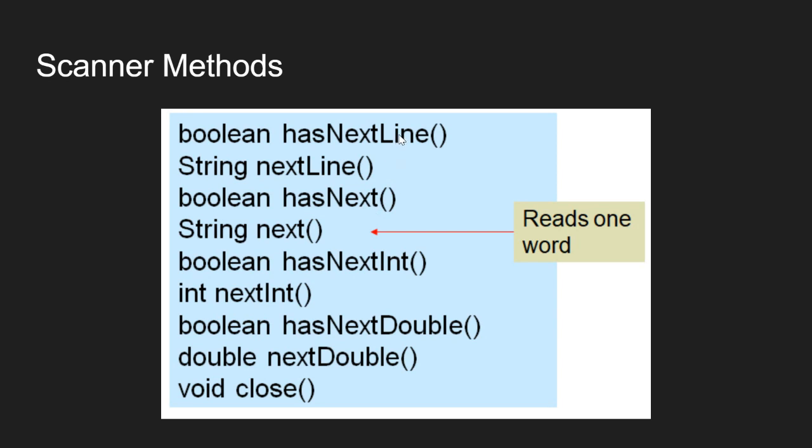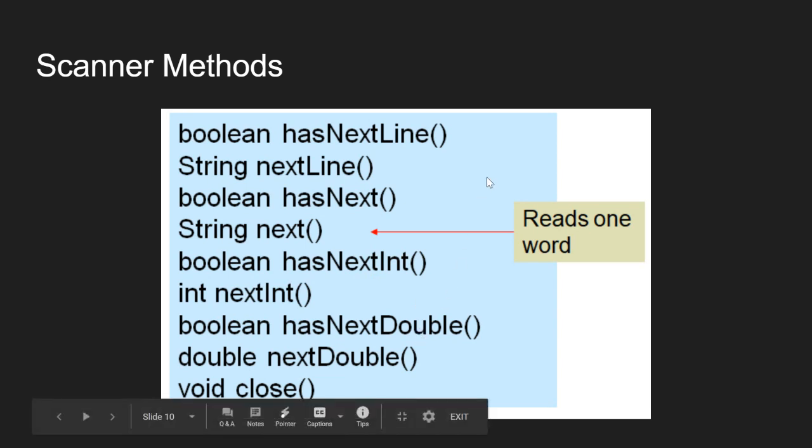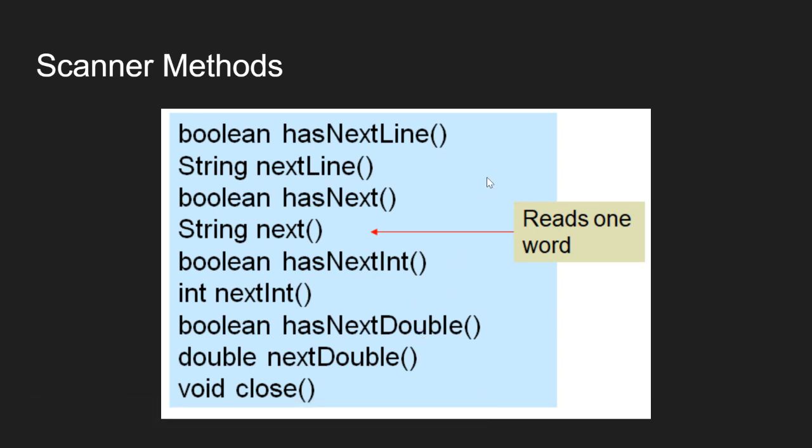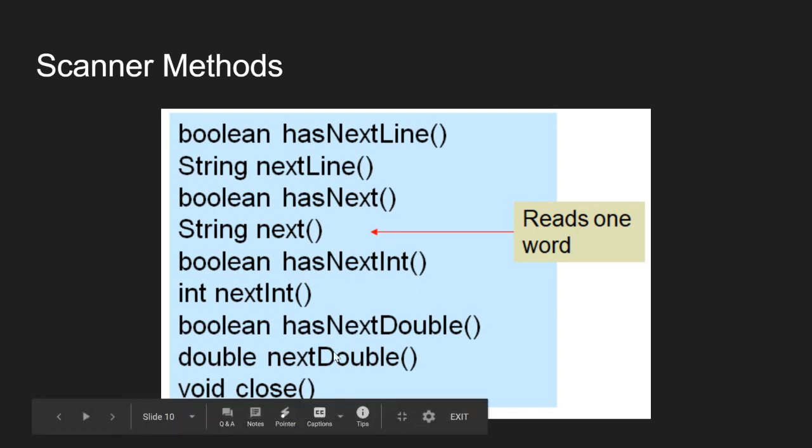The difference between nextLine and next is the same as before. nextLine is going to look for the enter key, like multiple words until it sees an enter key. next is just going to look for one word, like one token separated by a space. You can also look for integers and doubles, like does it have another integer or another double stored in the file. And yeah, you can close the scanner at the end.